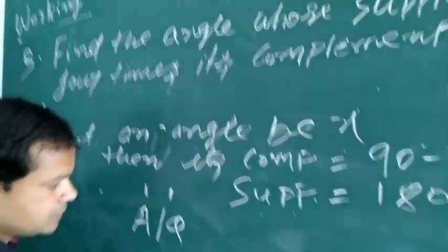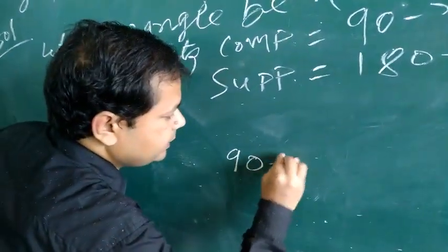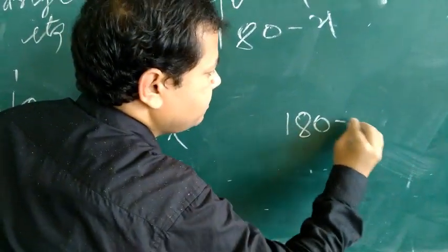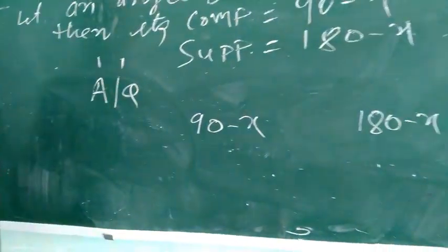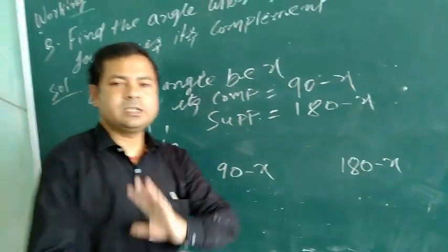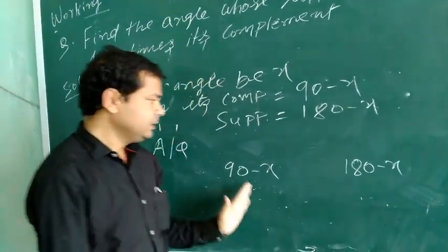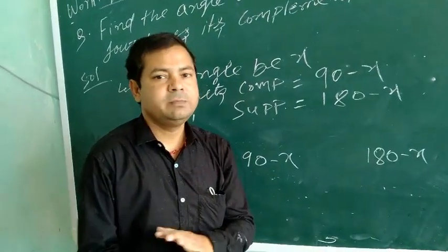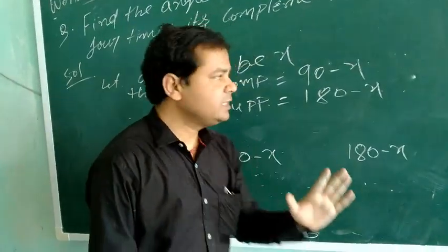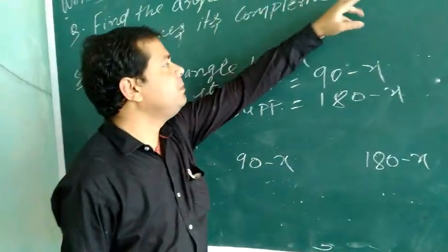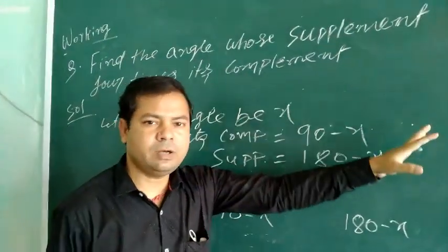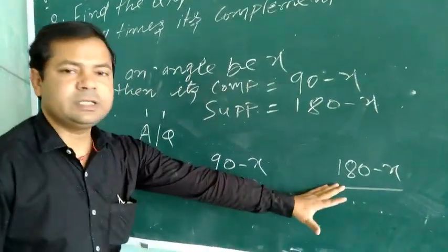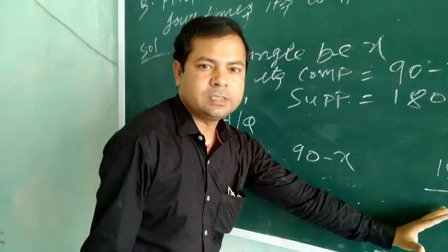Now compare both the things. This is 90 minus x, the complement, and this is 180 minus x, its supplement. It is completely impossible that the values of both the angles will be the same. Their magnitudes can never be the same, because it is clearly given that the supplement is 4 times its complement.